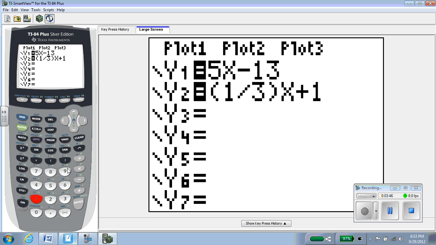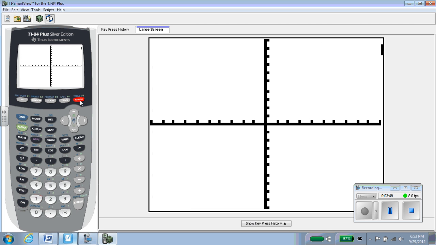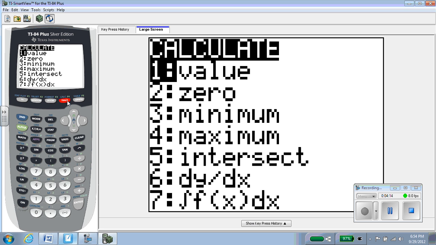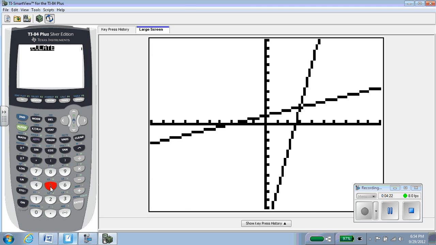If we go to the graph, the calculator actually graphs both of those equations. That's lovely. And now this looks like 3, 2 maybe, but I'm going to have my calculator calculate it just to be sure. So I'm going to go to the second function of trace, which is calculate, and I want it to calculate where they intersect. So I can either arrow down to 5 or hit 5.